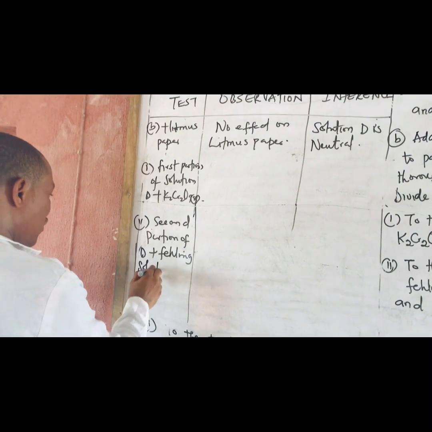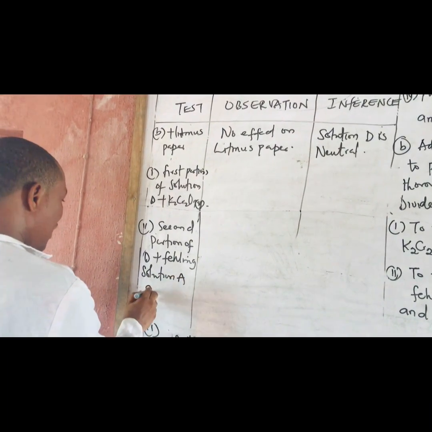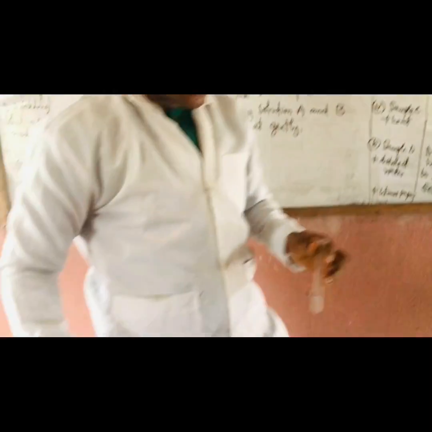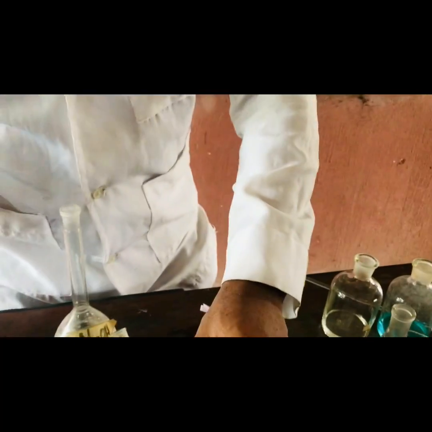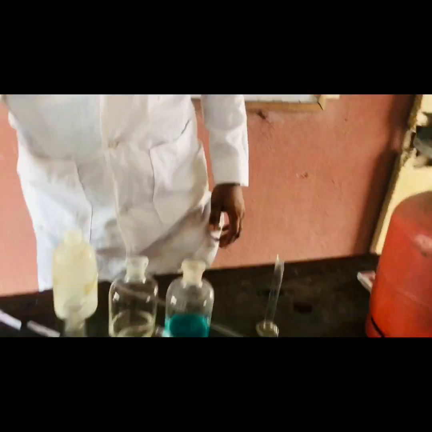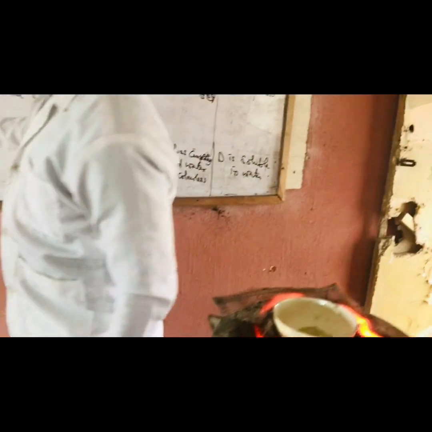Fehling's solution A and B. So this is my Fehling's solution A and B. So I need to be careful with that because I want to add in the right proportion. Yes, come and see this. Because I still want to heat here. Because they said heat gently. So we are still heating. So I want us to finalize this.